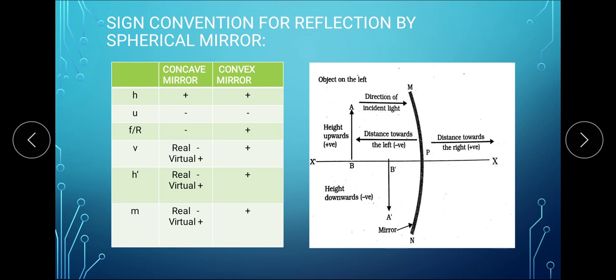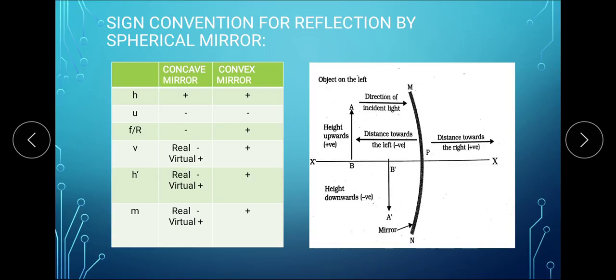Concave mirror forms real as well as virtual images. Real image is always formed on the left hand side, right students? It is formed in front of the mirror, so for real image your sign is negative, whereas for virtual image it is positive because the virtual image is formed behind the mirror. Convex mirror always forms a virtual image, therefore v is always positive for convex mirror.